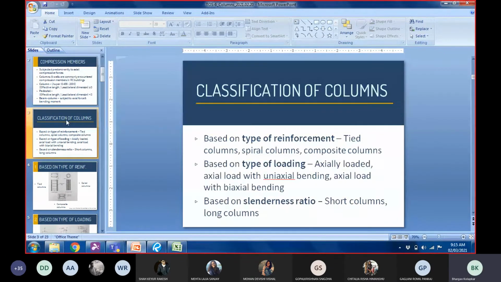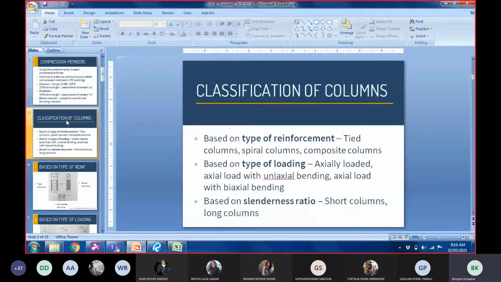The first one was based on the type of reinforcement. It can be classified as tied column or spiral column or composite column. Then based on the type of loading, we classified it as axially loaded column, then column with axial load and uniaxial bending, and column with axial load and biaxial bending. And we also looked at typical examples of these types of columns.